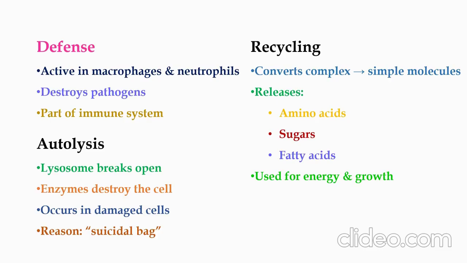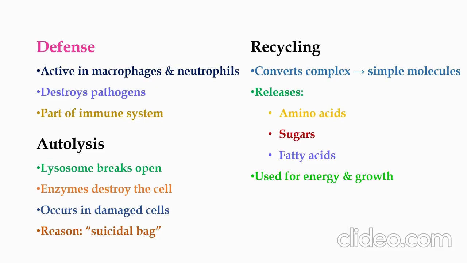Then autolysis. If a cell is seriously damaged or infected, the lysosomal membrane may rupture, releasing digestive enzymes into the cytoplasm. These enzymes then digest the entire cell, leading to a process called autolysis. This is why lysosomes are called the suicidal bags of the cell. Although this leads to the destruction of the cell, it is beneficial for the organism because it removes damaged or dangerous cells.